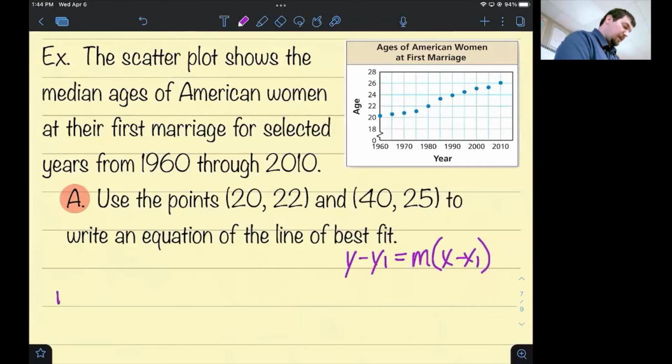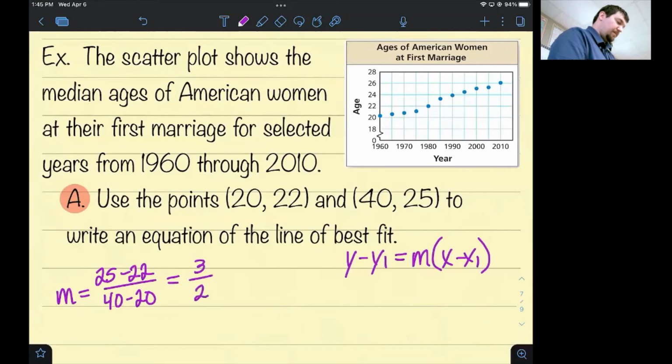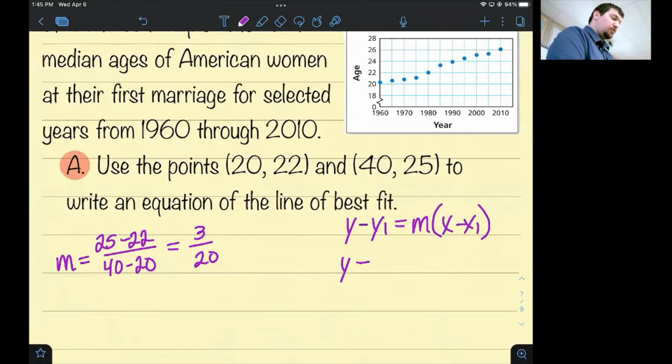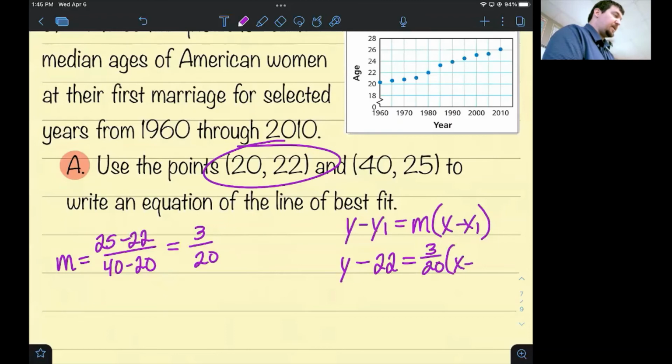So we're going to calculate the m first. M is y2 minus y1, or 25 minus 22, over x2 minus x1, or 40 minus 20. What's 25 minus 22? 3. What's 40 minus 20? 20. Then I'm going to plug it in. Do not pack up until you finish this. Y minus y1. Let's use the smaller point, so the y coordinate will be 22. Y minus 22 equals 3/20 times (x minus 20).